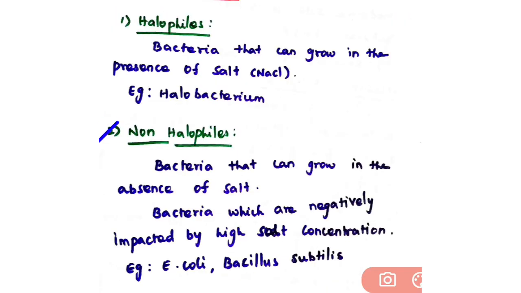The second one is non-halophiles. These bacteria can grow in the absence of salt. Non-halophiles are negatively impacted by high salt concentration, that is, high salt concentration inhibits the growth of non-halophiles. These bacteria won't grow at high salt concentration. Examples are E. coli and Bacillus subtilis. These bacteria are highly sensitive to salts, so they are known as salt sensitive bacteria or non-halophiles.